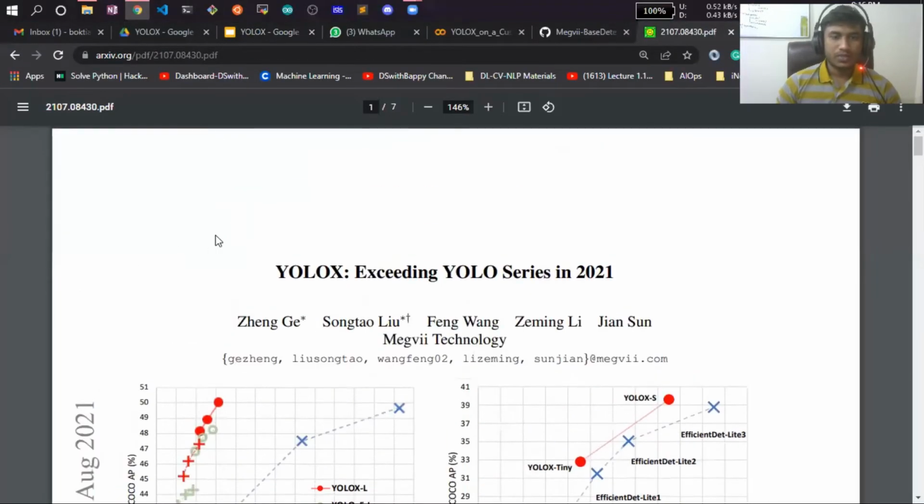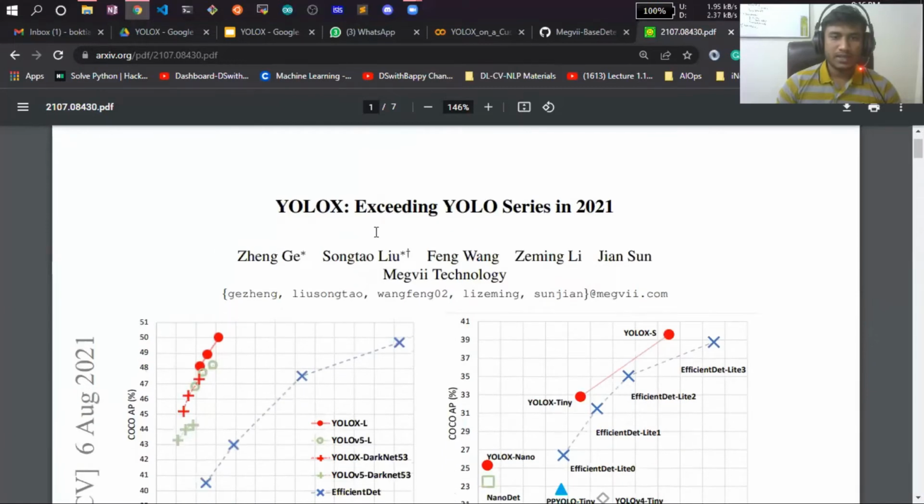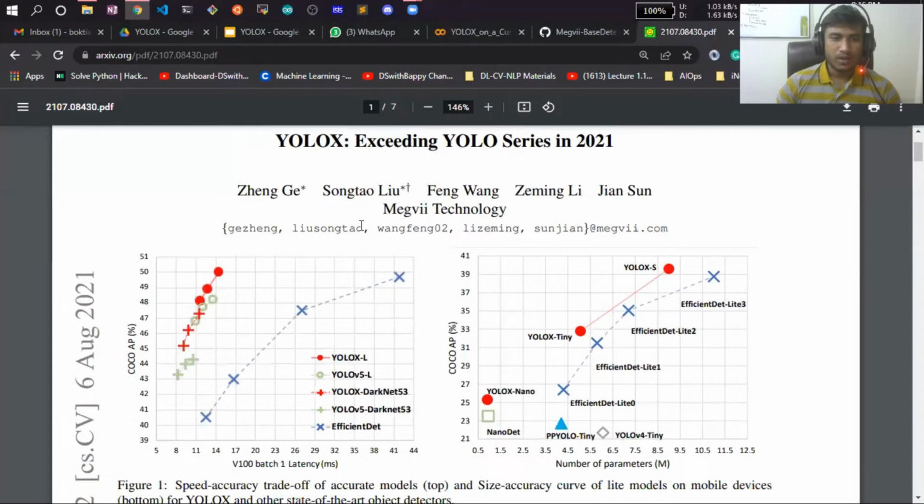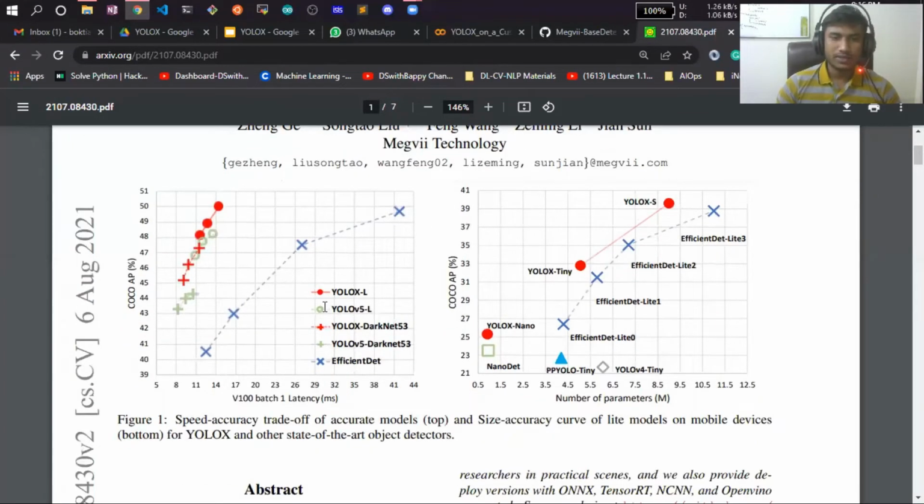This is the YOLOX paper, and they have named it Exceeding YOLO Series in 2021. These are the authors of this paper. If you see these two graphs, you will get the idea of how powerful it is and how good it is. They have trained on the Tesla V100, and if you see the latency compared to the average precision score on the COCO dataset, it is very high compared to other models.